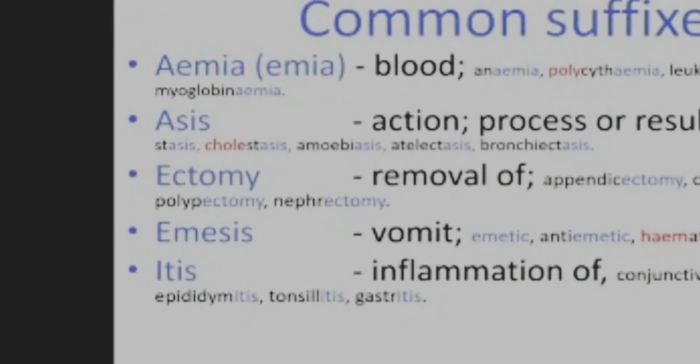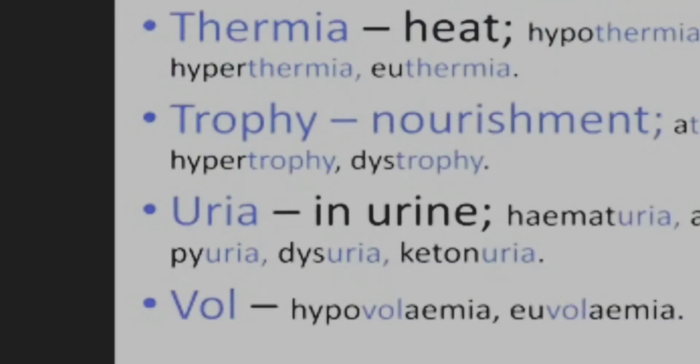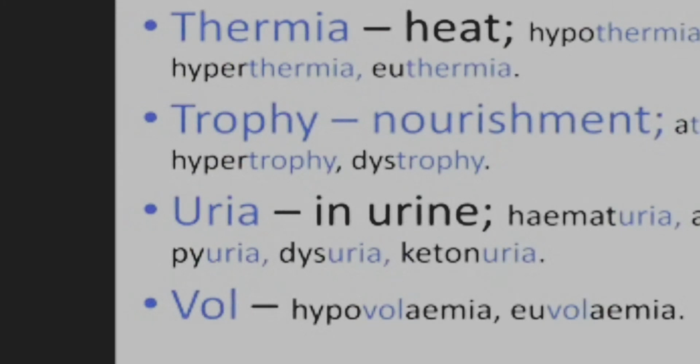Common prefixes: anemia, blood, anemia, loss of blood, polycythemia, leukemia, ACEs actions. And I've talked about this. Thermia. Let's go to thermia, heat. Hypothermia, hyper. By now you must have known that it's hypo and hyper is always about the amount of. So thermia is heat, and hypo less, hyper more.